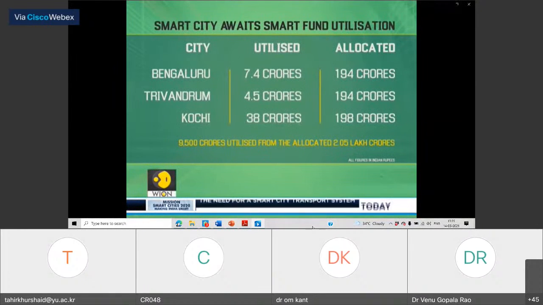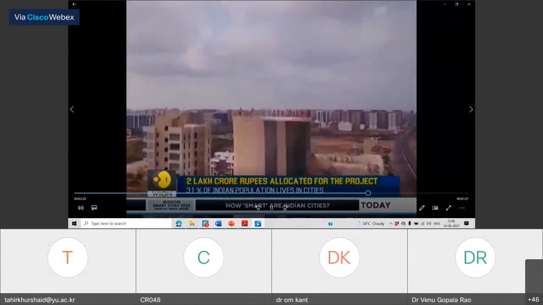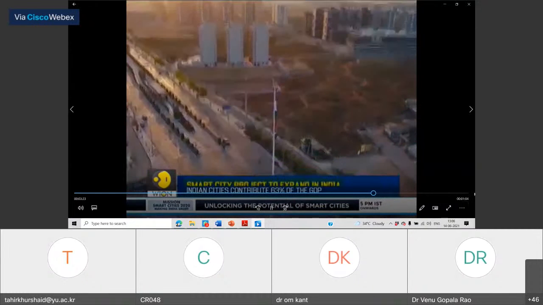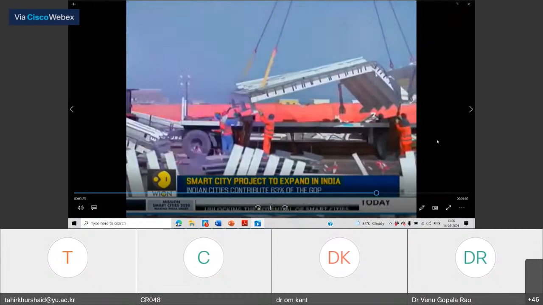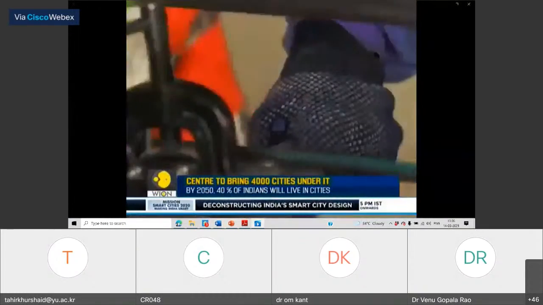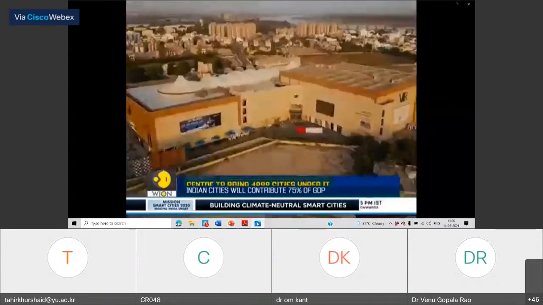Bengaluru has used 7.4 crore of 94 crore allotted for work. Thiruvananthapuram spent 4.5 crores from 194 crores available. Kochi has used 38 crores out of the 198 crores set aside for the city. The centre now wants to expand the Smart City project to 4,000 cities. India also lacks town planners, which are required for building new towns. The centre believes that the investment in urban areas can work wonders for the Indian economy.